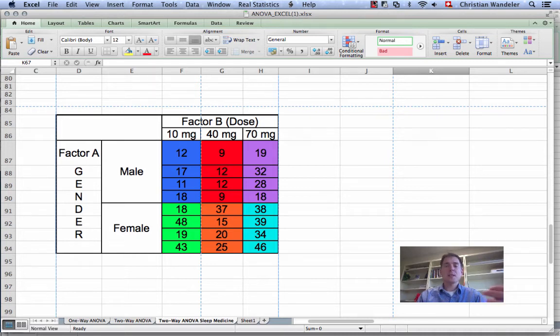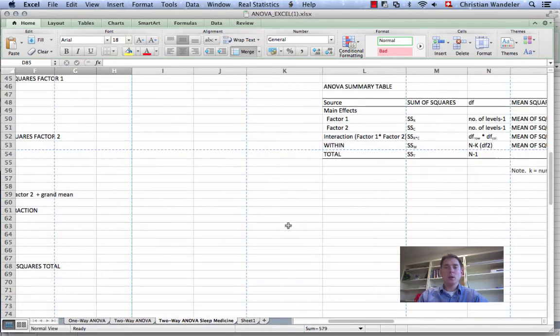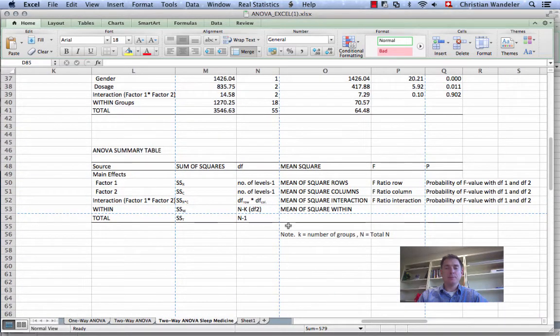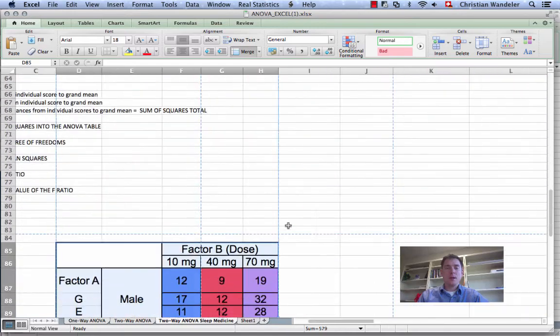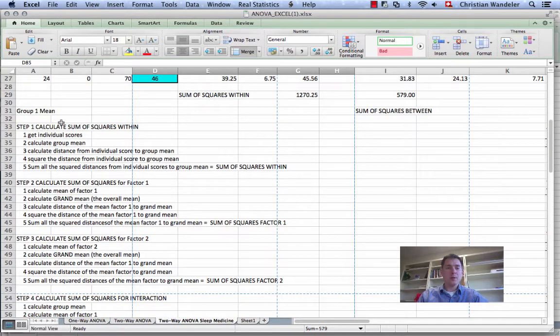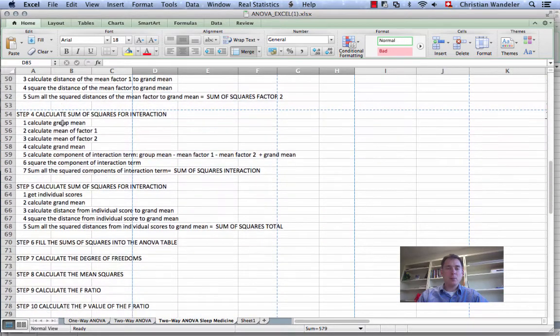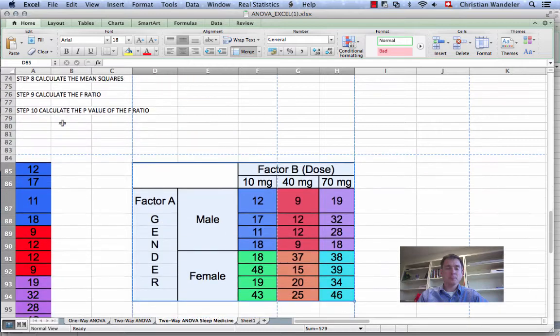This video is how we get from this egg carton design here to the ANOVA summary table. And I'm going to show you the long way. I'm going to show all these steps, and that way you can see where these numbers actually come from.